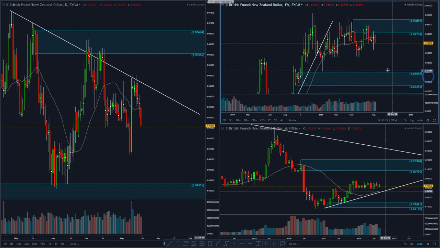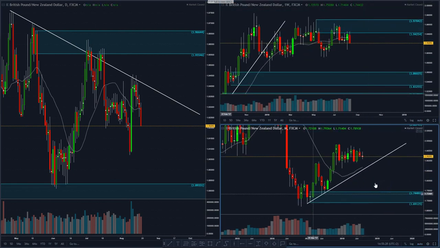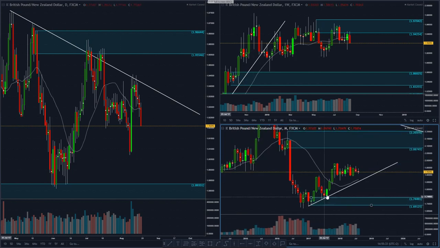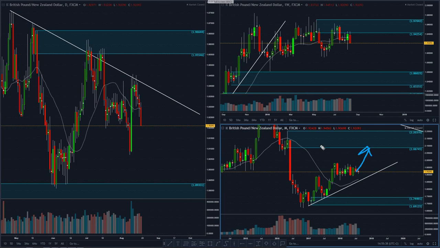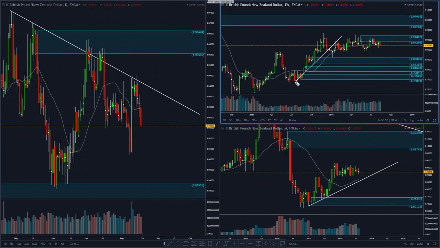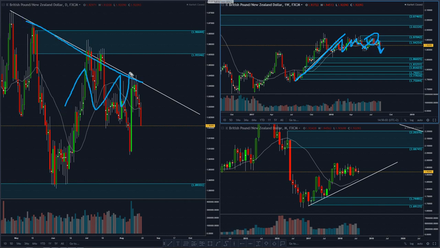This is the pound kiwi. Pound kiwi, we have this monthly uptrend, and we have this monthly demand zone in control, and we are heading into the monthly supply zone. However, right now on the weekly, we can see that we have broken this uptrend, and the price is consolidating, and the supply zone is in control and it's moving lower.